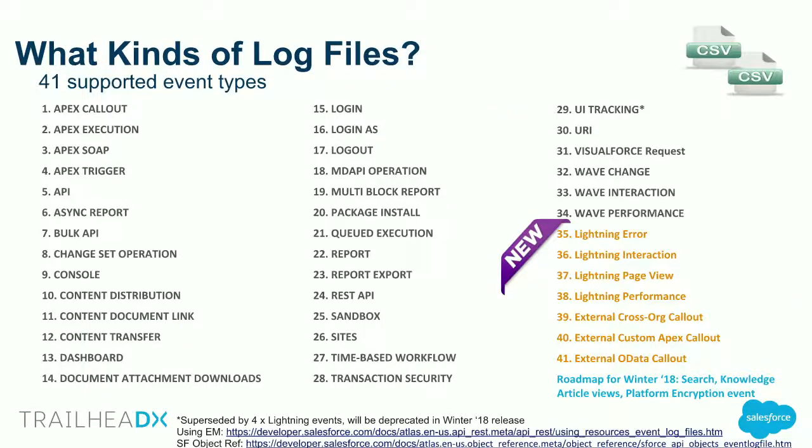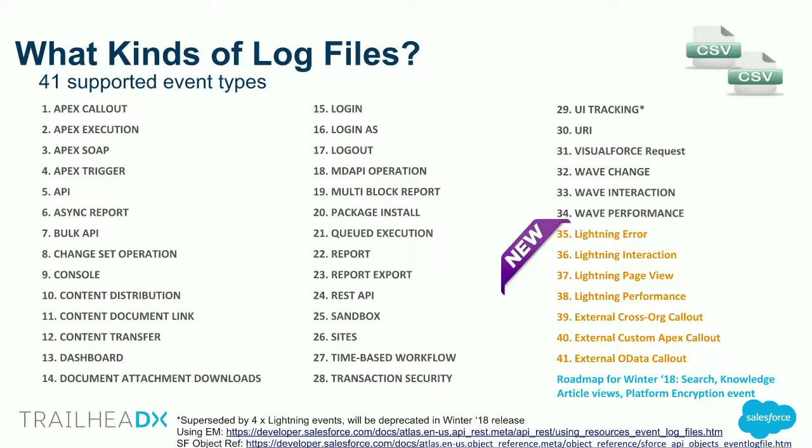So in terms of the events that we actually cover, we've expanded a lot since the product was first launched a couple of years ago. I think we started out with about 25 events. We're now up to 41 events. These cover activities like where users are logging in from, where they're logging out, what reports they are looking at, and what dashboards they are looking at.